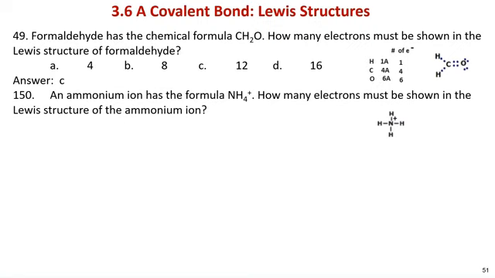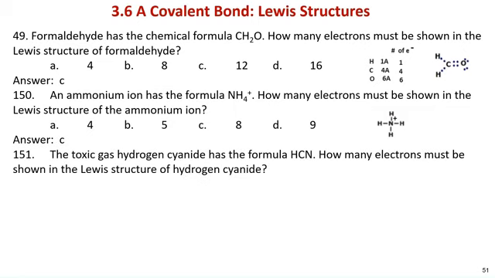Ammonium ion. How many electrons must be shown in the Lewis dot structure? Ammonium ion has 8 electrons. How do I get 8 electrons? 5 plus 4. 1 times 4 is 4. Minus 1. Why minus 1? When you have a charge, you add or subtract. If it is a negative ion, you add 1 electron. So this is 8. Therefore, 4 pairs. So C is the correct answer.